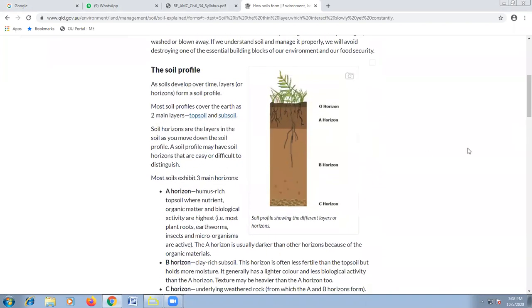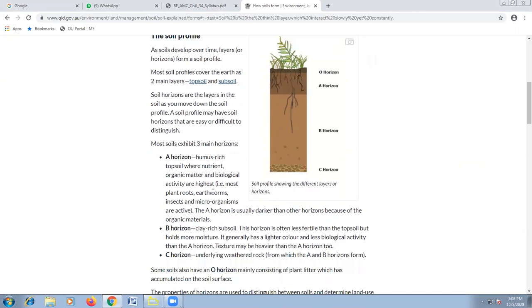The A horizon, as you can see, is a part of the soil that contains most of the minerals, nutrients, and organic content. Biological activity is also very high in this layer, because plant roots, earthworms, and microorganisms are all very active within it. This A horizon is generally darker in color than other horizons because of the presence of organic materials.